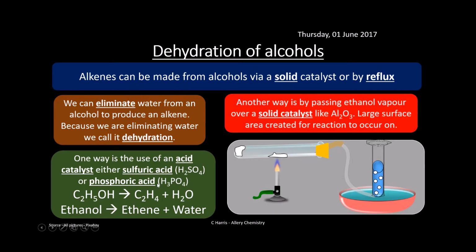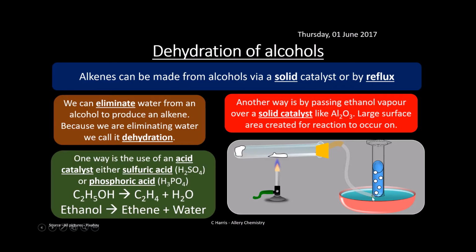Another way though is, say, by passing ethanol vapor over a solid catalyst. So we've got a solid catalyst here, and we've got some mineral wool here soaked in our ethanol, and your solid catalyst will be aluminium oxide, for example. And we're going to make sure it's in a powder form, so it's a large surface area for the reaction to happen.